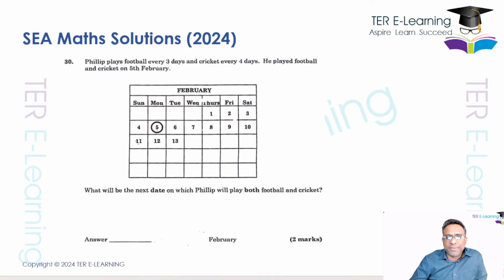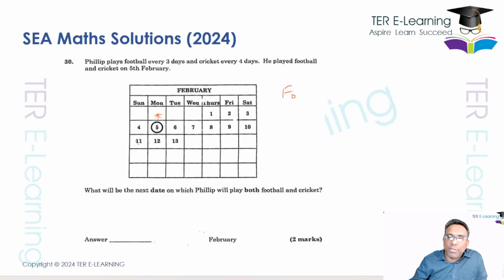Question 30. Philip plays football every 3 days and cricket every 4 days. He played football and cricket on the 5th, right? So both events took place on the same day.